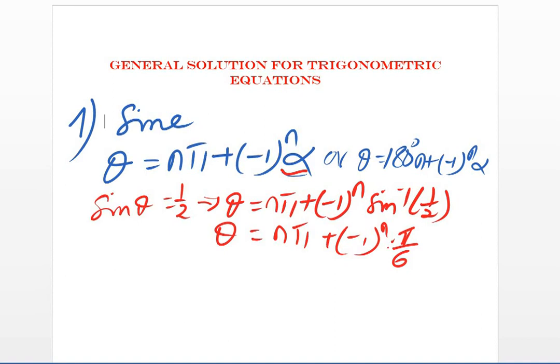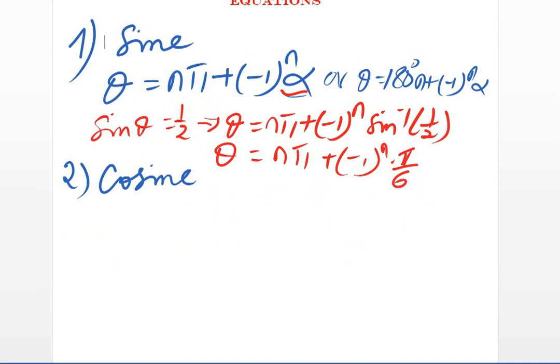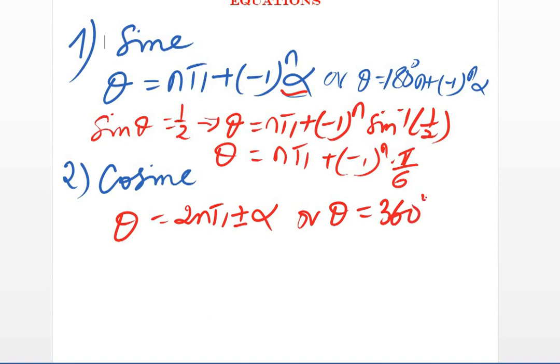Now, let's proceed with the general solution for cosine. For cos, that's the cosine function. What is that general solution in terms of n for cosine? For cosine, we have theta is equal to 2n pi plus or minus alpha, or in terms of pi radians, or 360 degrees n plus or minus alpha, where alpha there is the principal angle.